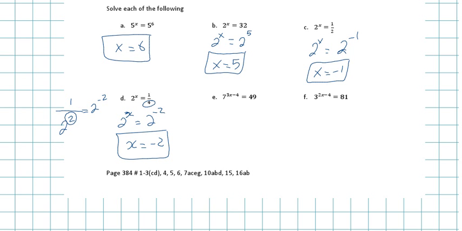Okay, same idea. Make your bases the same. It's the same idea. So what is the base that I have to use? 7. So 7 to the power of what? 7 to the power of what gives me 49? 2. 7 squared is 49. So I made both my bases the same. Now, same idea: your exponents are equal. Drop the base, exponents are equal.